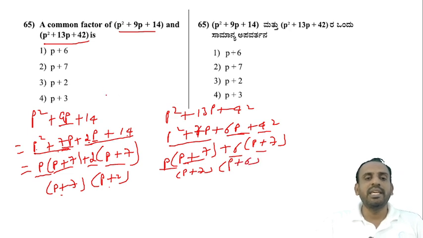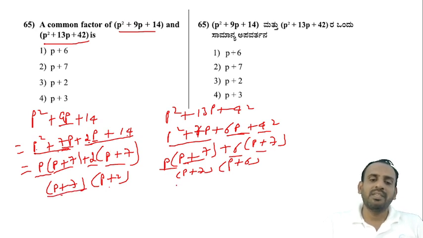Now the question is a common factor of both the expressions. So which is the common factor? If you observe, p plus 7 is the common factor. Therefore option 2, p plus 7 is the right answer.